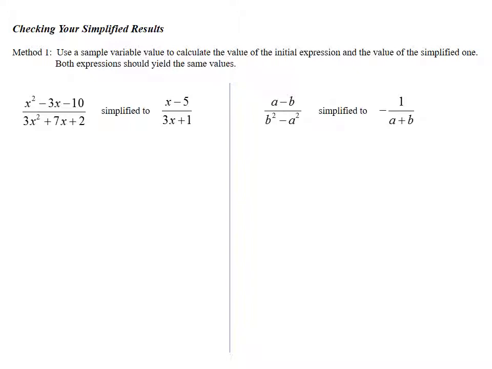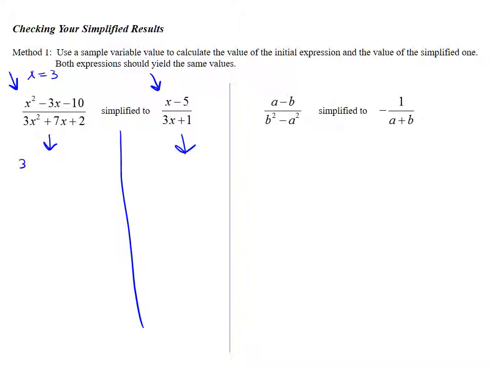The method that I'm going to go over first involves using a sample variable value to check to see if your original expression is equivalent to your final expression. Because the idea is when you simplify, what you start with is going to be equal to what you end up with. So the value for the first initial fraction should be the same as the last fraction you come up with. So what we do is we just choose a value for x and see if it really does come out to be the same. For instance, I could say x is equal to 3. And I'm going to calculate each of these using x equals 3 and see if I get the same result.